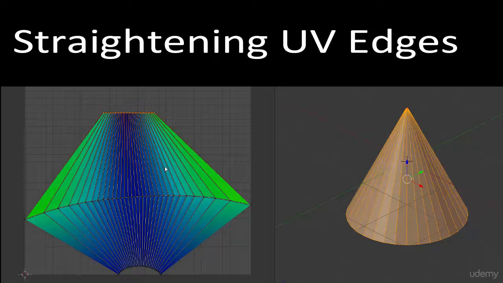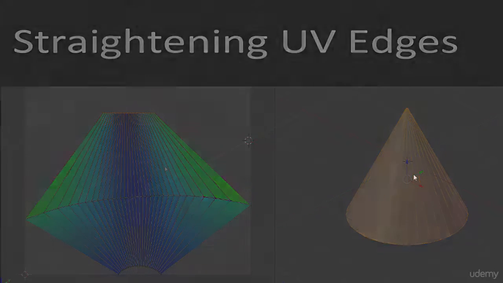This lecture is dedicated to straightening UV edges. So we're going to achieve that using either the weld/align tool or auto align, or the scale to 0 on either the X or Y axis. So that's basically what this lecture is about.